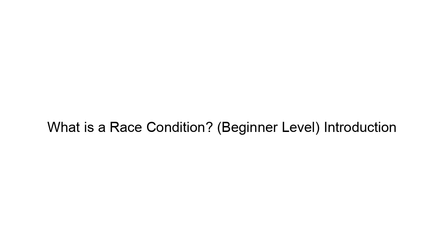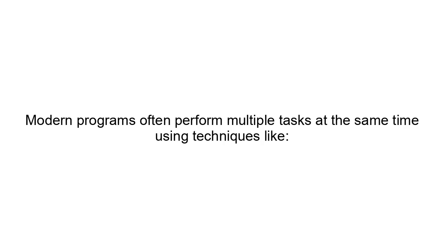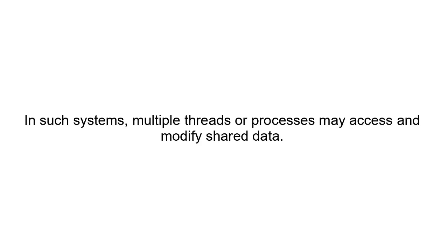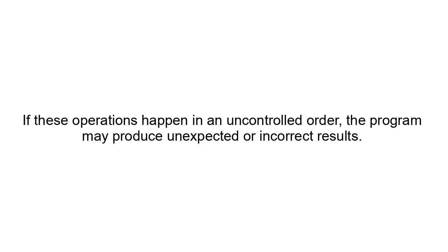What is a race condition? Beginner level. Introduction. Modern programs often perform multiple tasks at the same time using techniques like multithreading, concurrency, and parallel processing. In such systems, multiple threads or processes may access and modify shared data. If these operations happen in an uncontrolled order, the program may produce unexpected or incorrect results. This problem is called a race condition.